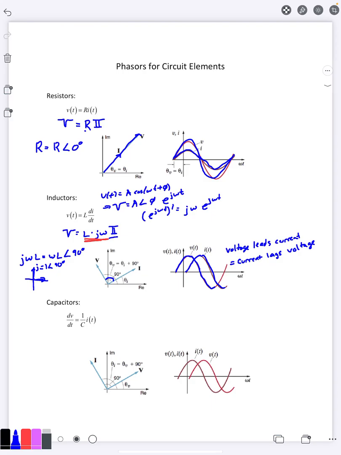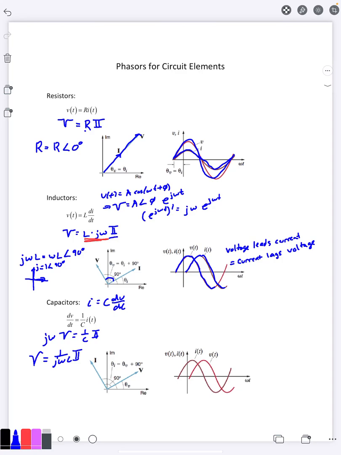Now you're going to have the exact opposite result for a capacitor. Normally we write for capacitors that I is C dV dt. I rewrote it to look a little bit more like Ohm's law where I put the V on the left side and then something times I. Well, when you turn things into phasors, derivatives become multiplying by j omega. So j omega phasor V equals 1 over C phasor I. And if you solve for this, you're going to get 1 over j omega C.